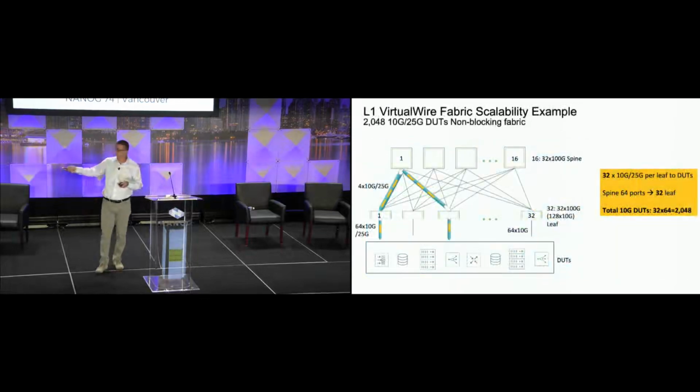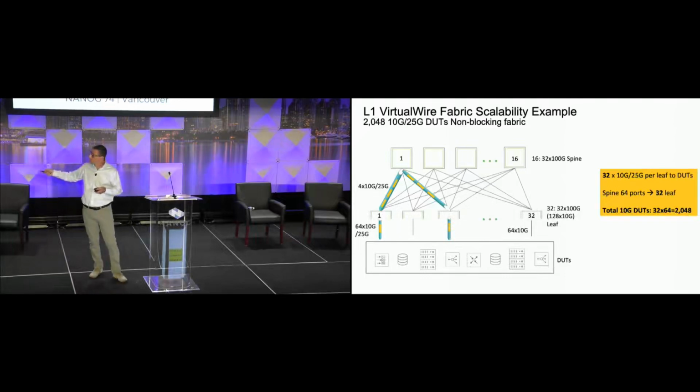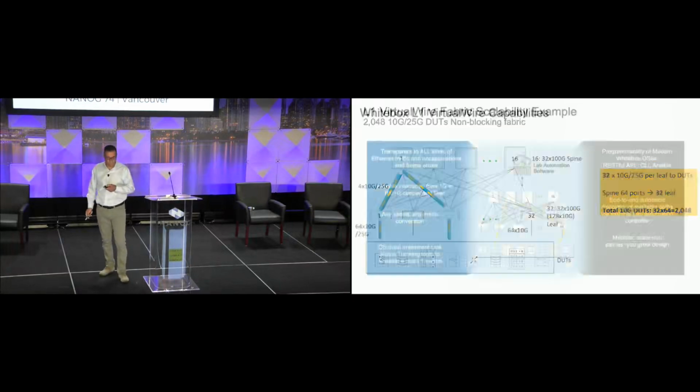This is an example you can build easily with 1U switches, with a 1U switch with 32 ports of 100 gig, where each port splits into 4x10 or 4x25. You can easily build a non-blocking fabric with 2048 ports with 16 spines and 32 leaf switches. So the scalability is actually pretty significant. Just want to show this as an example.